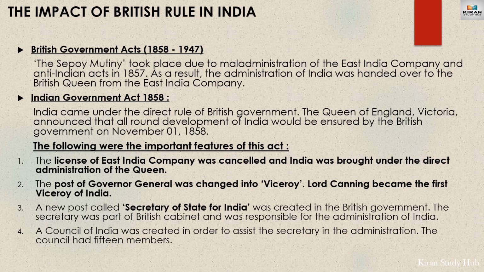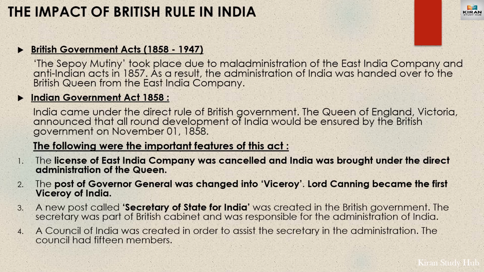The Sepoy Mutiny, or the First War of Indian Independence, took place due to maladministration of the East India Company and the Anti-Indian Acts in 1857. Because of the Sepoy Mutiny, the administration of India was handed over to the British Queen from the East India Company. It means the East India Company's rule was ended and the British government directly took over the administration of India. Means the British government ruled India directly.